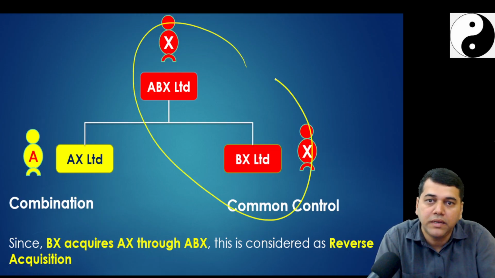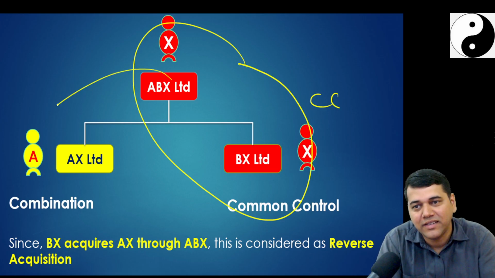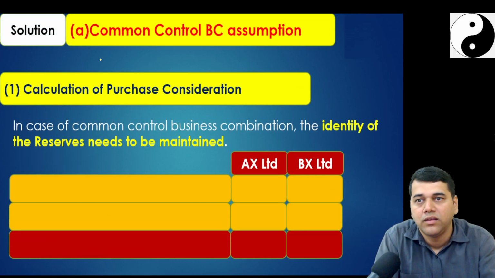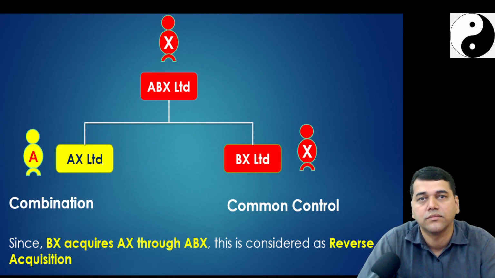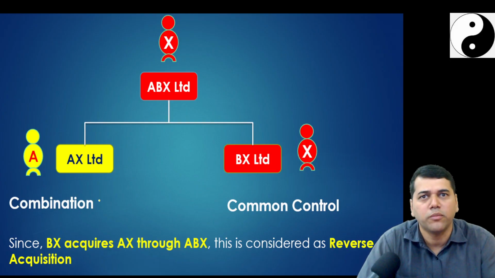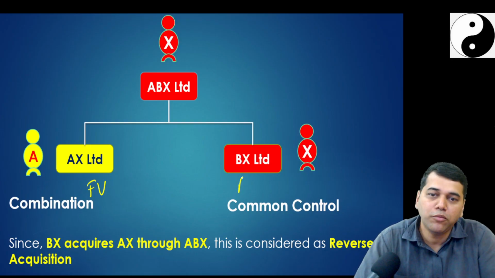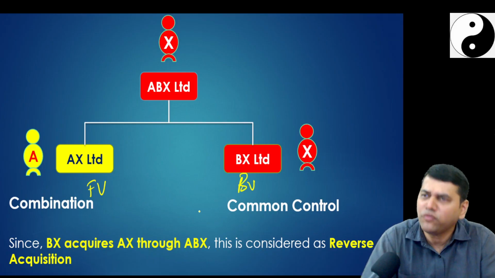Perfect? That's why this becomes a reverse acquisition. For these two, it is a common combination. Understand? And for these, it is a reverse acquisition. Yes, first write the solution, the calculation of the purchase consideration. This combination is normal. That's why we take the fair value of this and the book value of this.